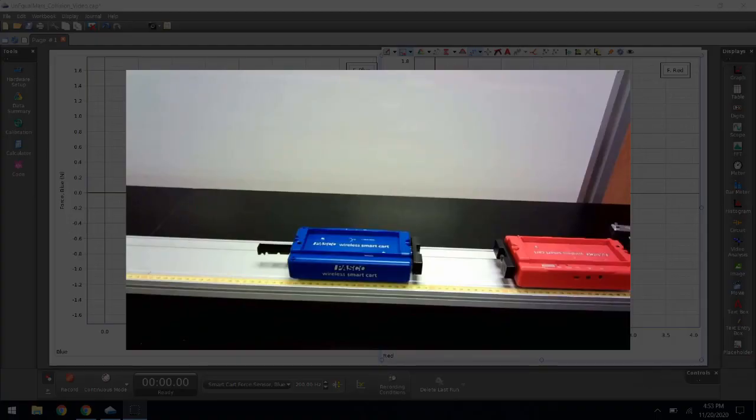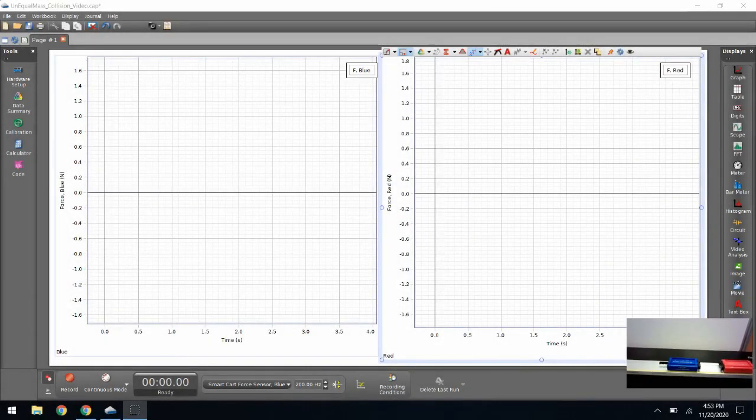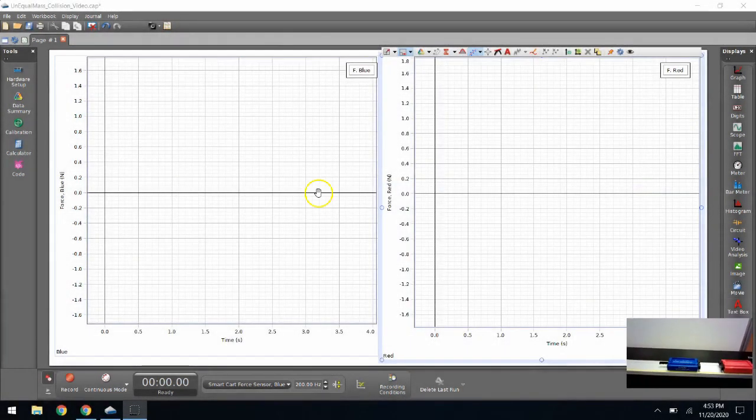Okay, so here I've got my two carts, the red cart and the blue cart, and for right now I'm just going to leave them without any extra mass added. So they both have a mass of 250 grams or 0.25 kilograms, and I've got those connected to the Pasco Capstone program. On the left hand side I'm going to measure the force exerted on the blue cart during the collision, and on the right side the force on the red cart during the collision. So I'm going to pull that up so we can see the collision, and then we can investigate the data after they collide. Here we go.